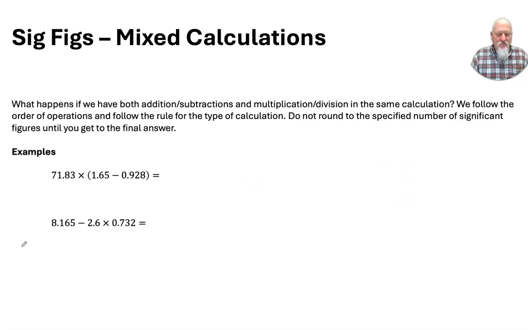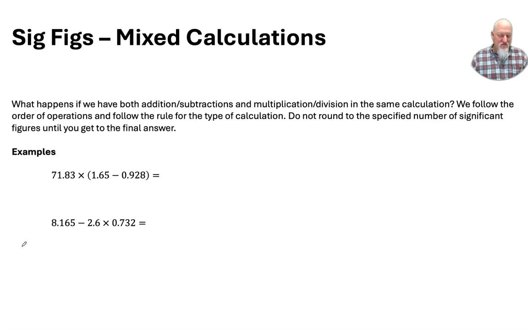What happens if we have mixed calculations? Sorry, my throat's a little dry. If we have mixed calculations, we have to do each one kind of separately because there are different rules. So we do the calculation, follow the rule for that calculation, and then do the next. We don't round until the end. Alright, so let me show you how we're going to do this.